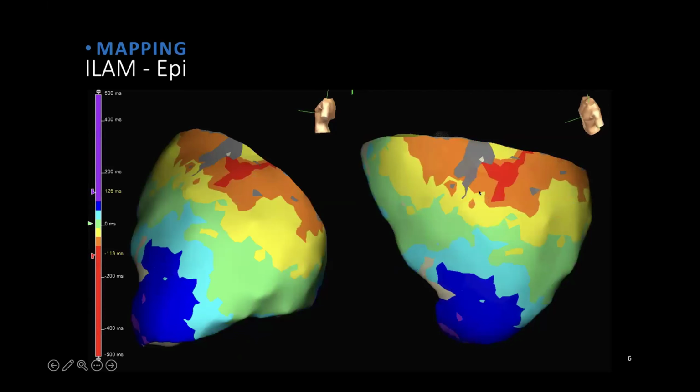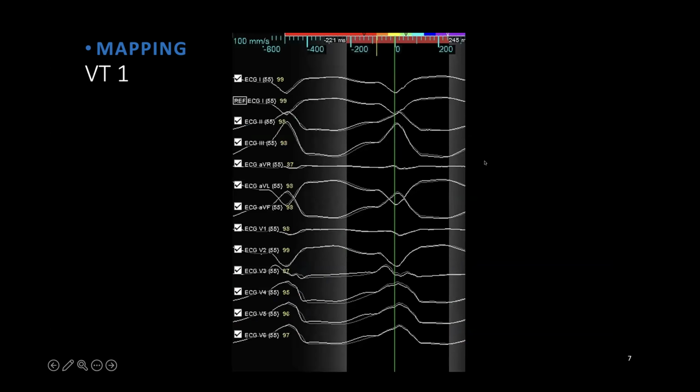Another technique we use to try to localize the critical isthmus for monomorphic ventricular tachycardia is called ILAM, or isochronal late activation mapping. Basically, we would like to see a bunch of colors in a small area of the recording, which suggests that a slowly conducting critical isthmus is present in that area. But as you can see, this pattern was not helpful to me. There is something here, like red, orange, yellow, gray, but I would have liked to see all the isochrones around, like purple, blue, light blue, green. So not very helpful.